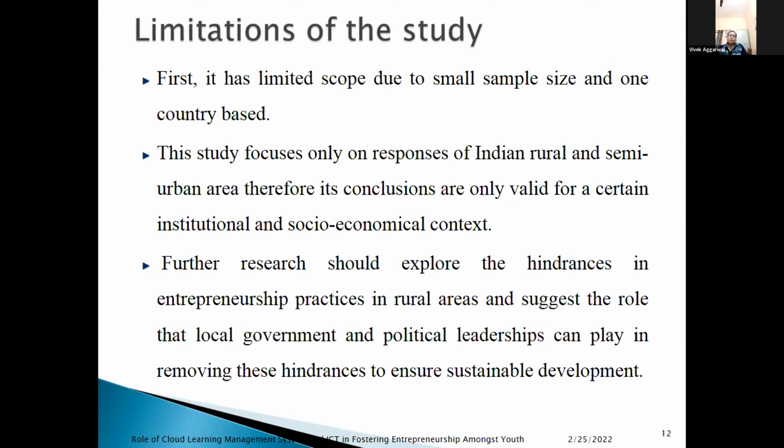Further research should explore the hindrances in enterprise practices in rural areas and suggest what role can be played by the local government and political leadership in removing the hindrances and ensuring sustainable development. And as some technical derivatives may be used in future research, acceptance models such as technology, organization, environment, or innovation diffusion theory. That's my side.